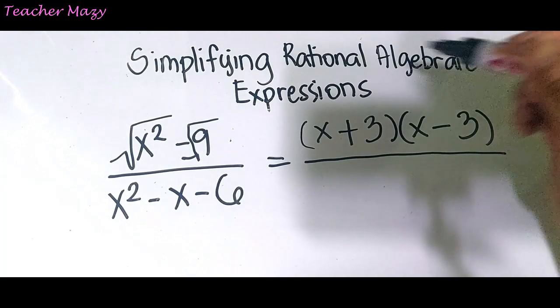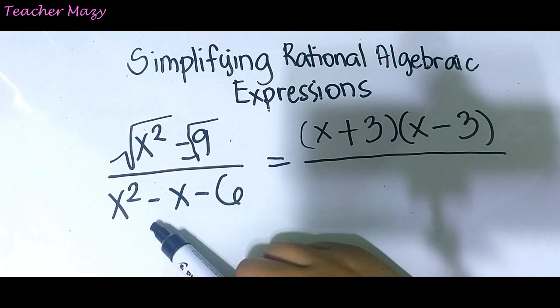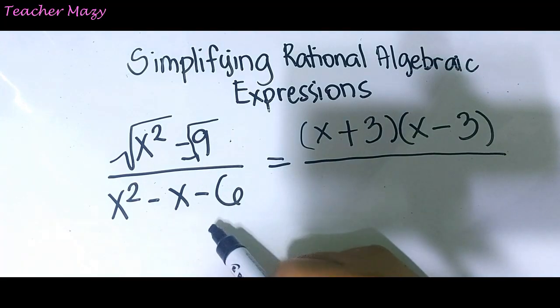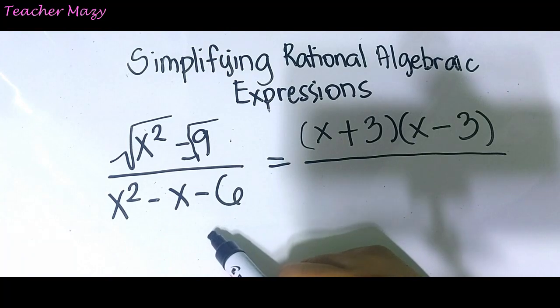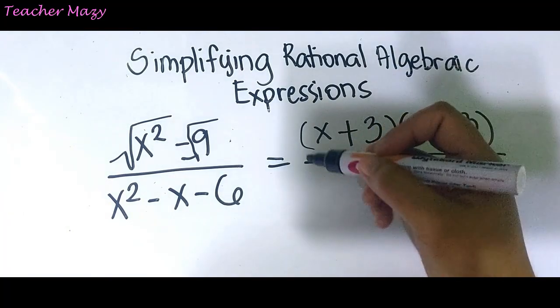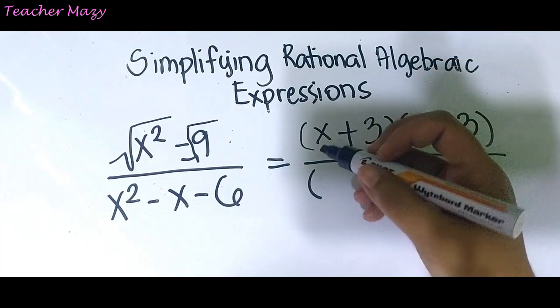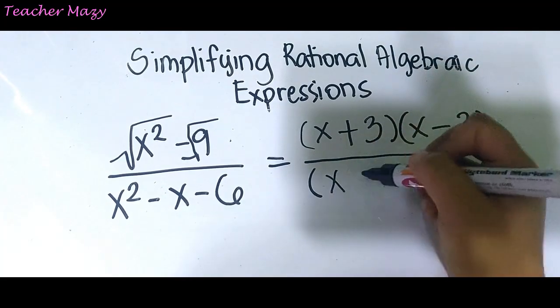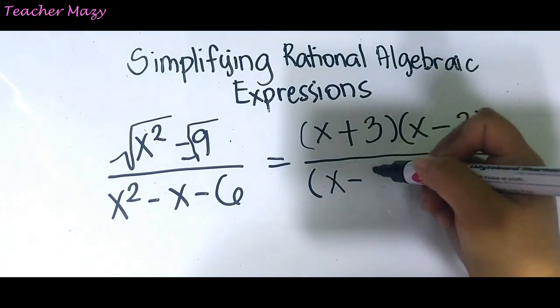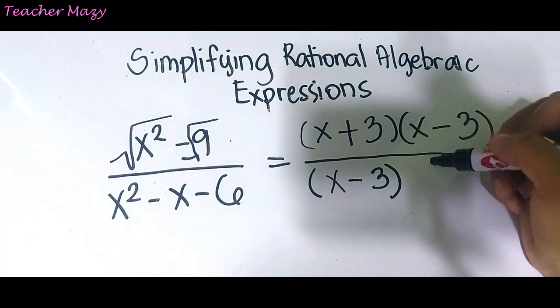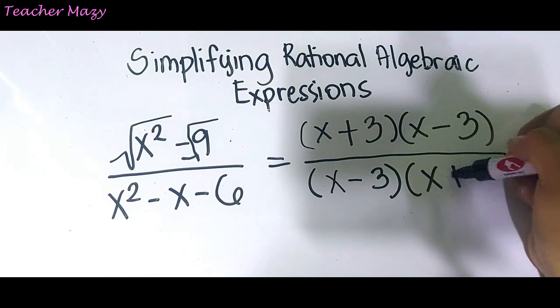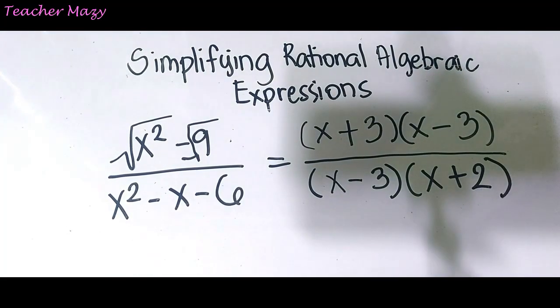Polynomials. Okay, next is we have a quadratic trinomial here, x squared minus x minus 6. Okay, so let's factor this one. If we factor this one, this will be equal to x minus 3 and then x plus 2.